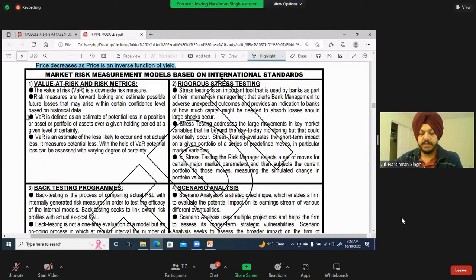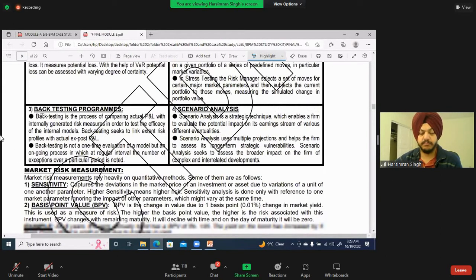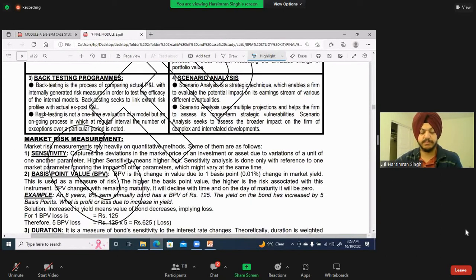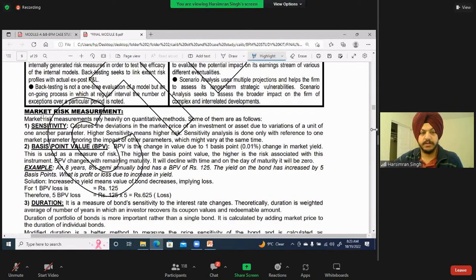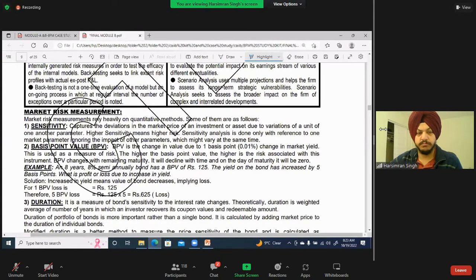Then this area, very important: what is VAR, what is stress testing, what is back testing, what is scenario analysis. This we'll do after some time, almost at the last part of market risk. Now first let us do market risk.